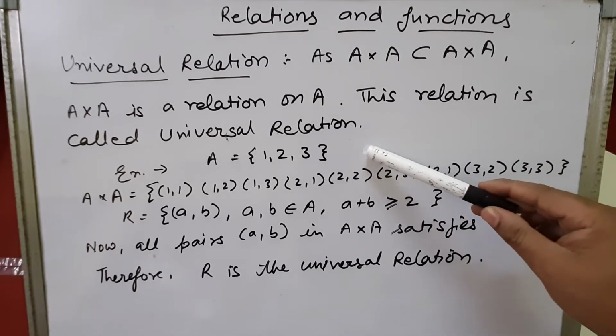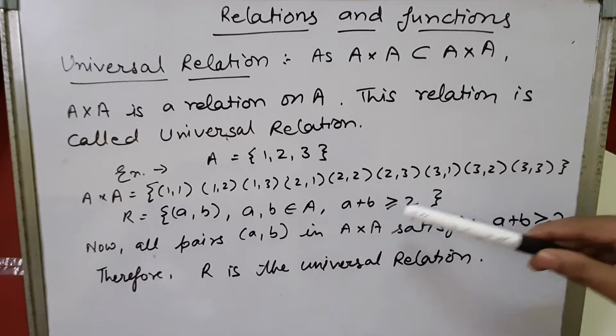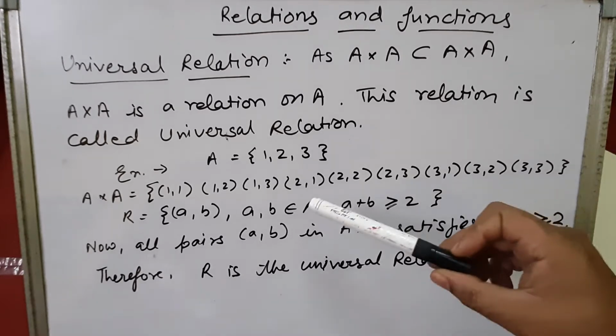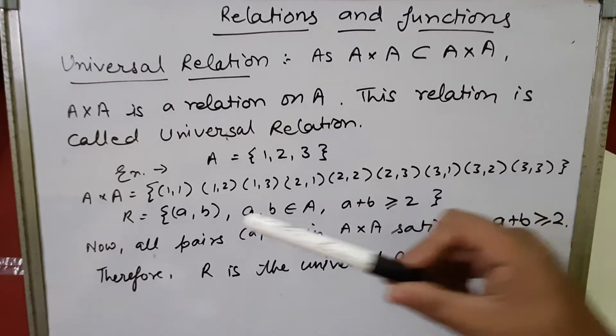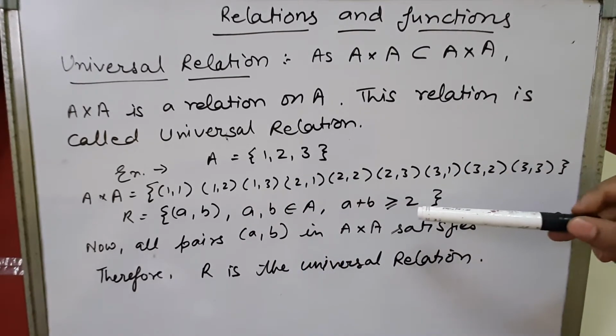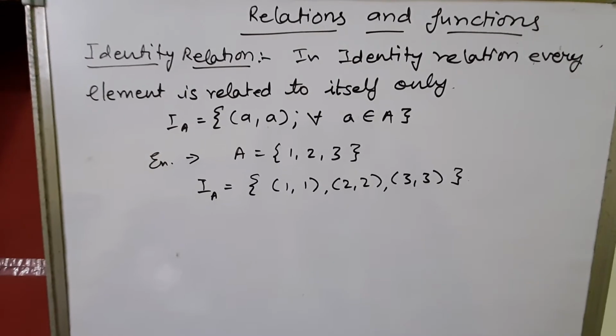Let's take an example here. If A is {1, 2, 3}, then A cross A will be (1,1), (1,2) and so on up to (3,3). The relation is defined as {(a, b) where a and b belong to A}, and the condition given to us is a plus b is greater than or equal to 2. We can see that all the ordered pairs satisfy the condition. 1 plus 1 is 2, which is equal to 2. 1 plus 2 is 3, which is greater than 2. So when all the ordered pairs satisfy the condition, the relation becomes a universal relation. Note down please.